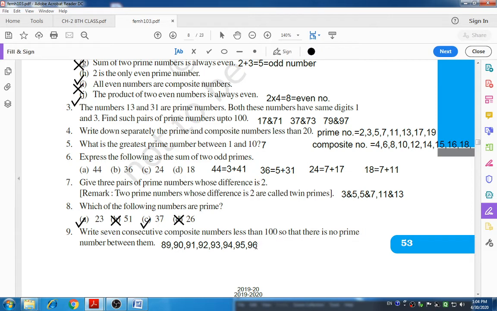So as like that, many you can also add here 88. But they told us to find out only 7. So write any from 88 to 94. You can write from 89 to 95 or 90 to 96. As like this way you can write 7 consecutive composite numbers.